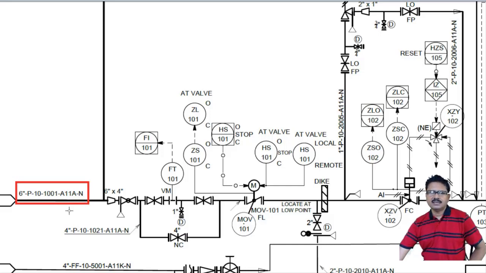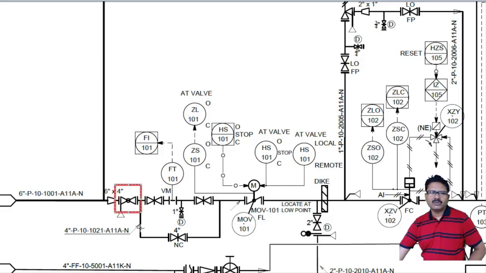I have already discussed a little about the meaning of the different alphabets in different positions. Here at the last it has N. N indicates that no insulation has been used here. In the next part, it is a reducer, 6 inches by 4 inches, meaning the pipe diameter has been reduced from 6 inches to 4 inches. This triangular shape indicates a change in pipe size, meaning two types of pipes are connected here. See here, it is a 6 inch pipe and after that it is a 4 inch pipe.